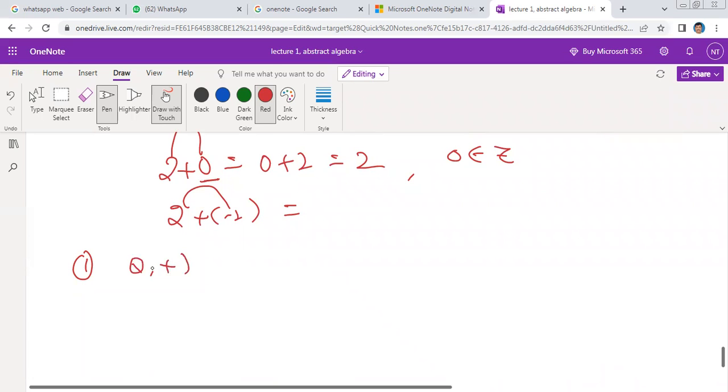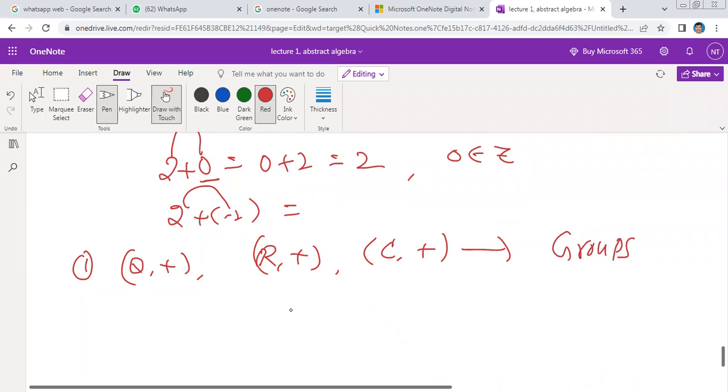Q plus, R plus, all of these, C comma plus, are all groups. Not only groups, also abelian groups. Am I right? Not only groups, abelian groups, because for any numbers, a into b is the same as b into a.